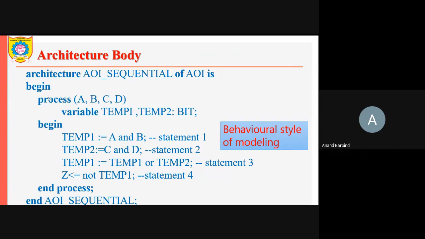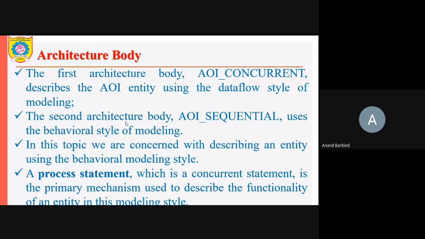So the first architecture body, which we gave the name AOI concurrent, describes the AOI entity for the data flow style of modeling, whereas the second one, as we have discussed, is for the behavioral style of modeling.